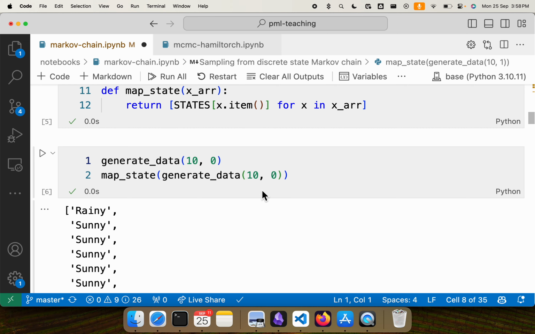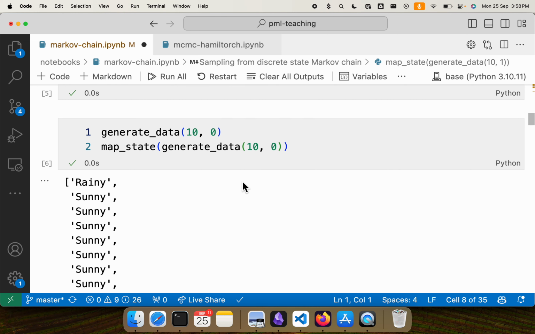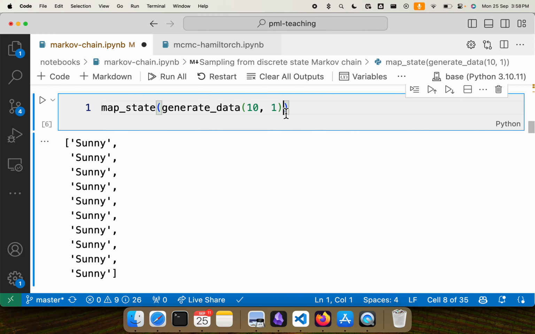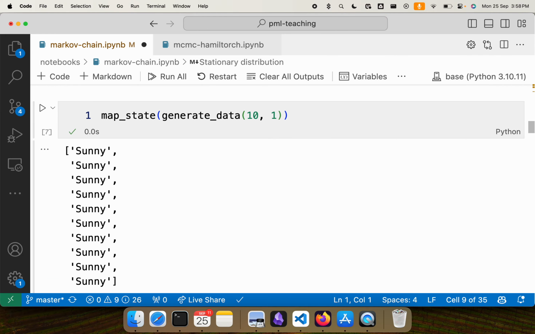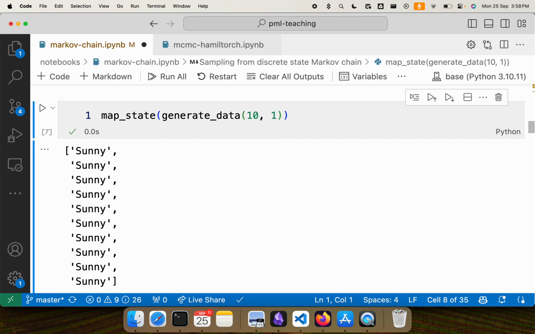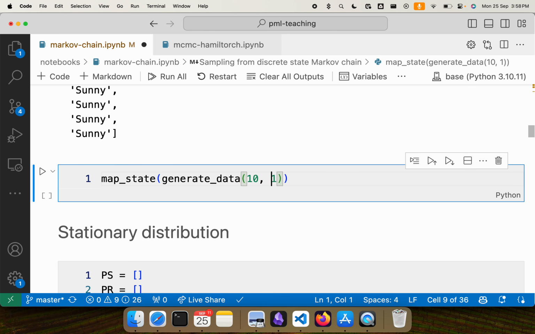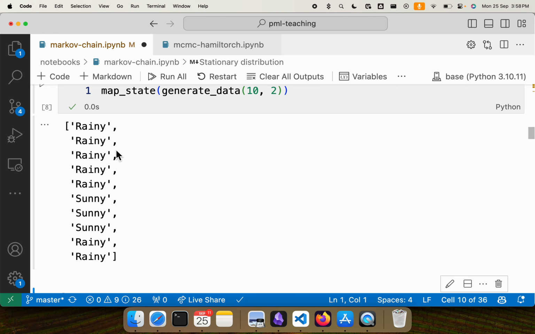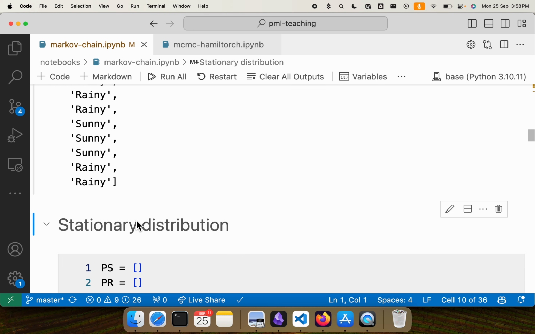You can see that for one particular random seed, I get rainy, sunny, sunny, sunny, sunny, and so forth. For some other seed, I get something different. For yet another random seed, I see rainy to sunny to rainy. So that's the algorithm which we have looked into.